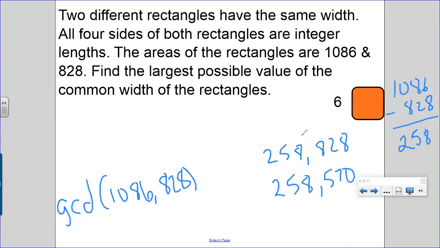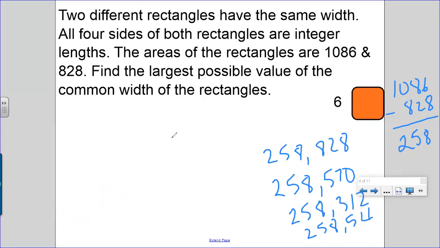So that puts us at 570, and then you subtract again. And that gets us to what? Oh, 312. Thank you, 312. That gets us 312, and we can do it again. And we get what? 54. Yikes. So now that we get 54, this is a big thing. 258 and 54. Let's just take 54 away a bunch of times.